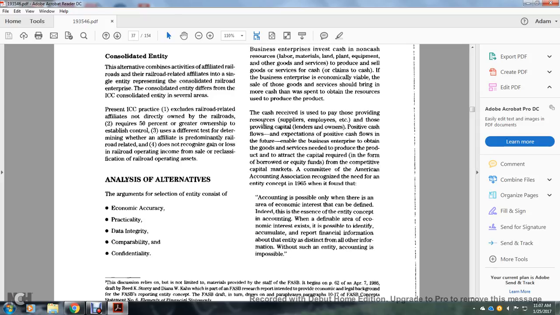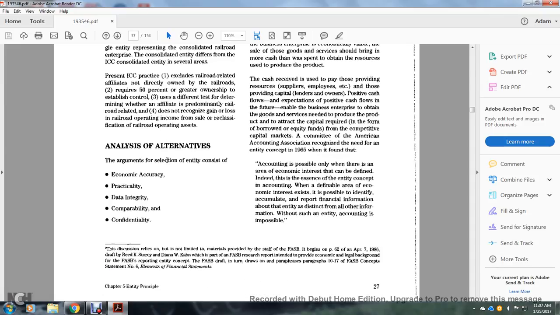Third, it uses a different test for determining whether an affiliate is predominantly railroad related. And fourth, it does not require recognizing gain or loss in railroad operating income for the sale or reclassification of railroad operating assets. In our analysis of the alternatives, the agreement on the selection of the entity consists of economic accuracy, practicality, data integrity, comparability, and confidentiality.